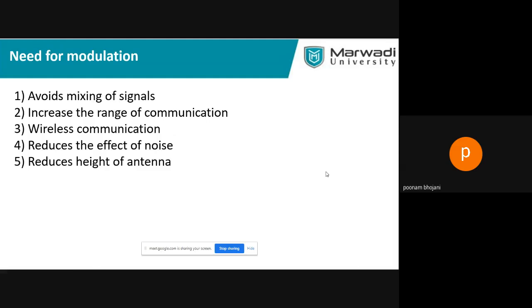So in the 0 to 500 hertz range, if you are transmitting two signals, let's say one having a 400 hertz frequency and the second having a 450 hertz frequency, then the total difference is 50 hertz. The frequency difference between these two signals is 50 hertz.